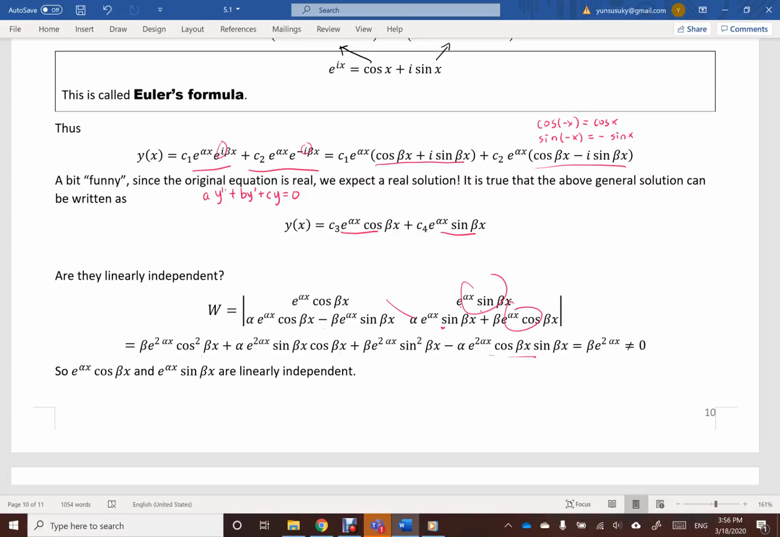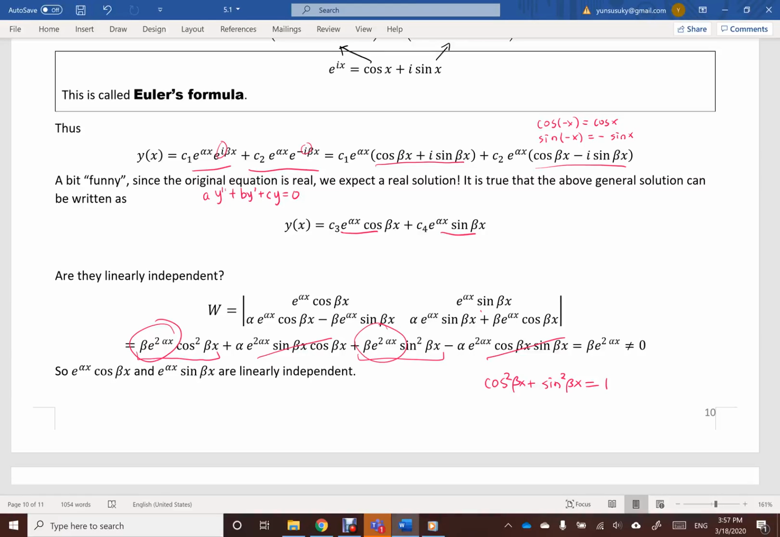Okay, all right. So what is that? You can see here and here they cancel. And for this guy, can you see the common factor? Beta e to the 2 alpha x. After we factor out that common factor, we get cosine squared plus sine squared, and that is 1. So the answer is just beta e to the 2 alpha x.